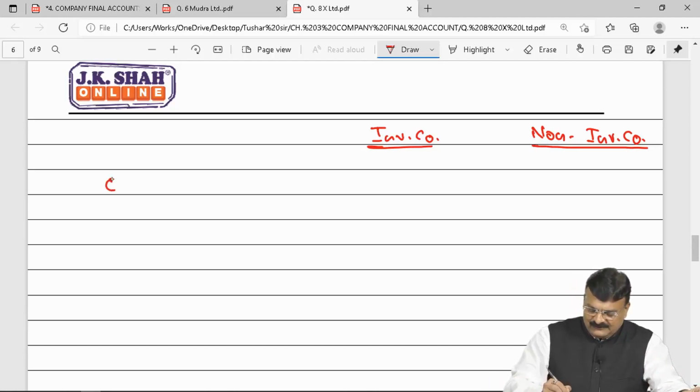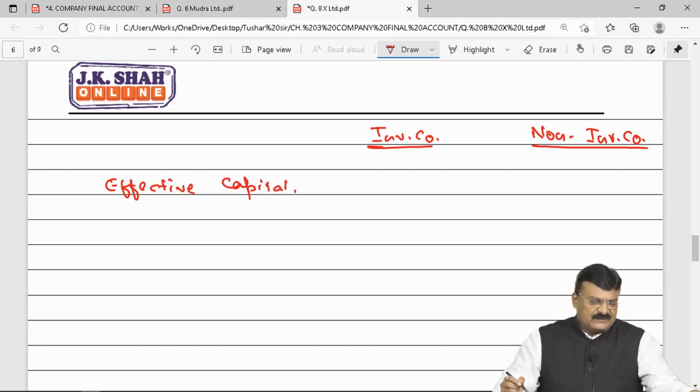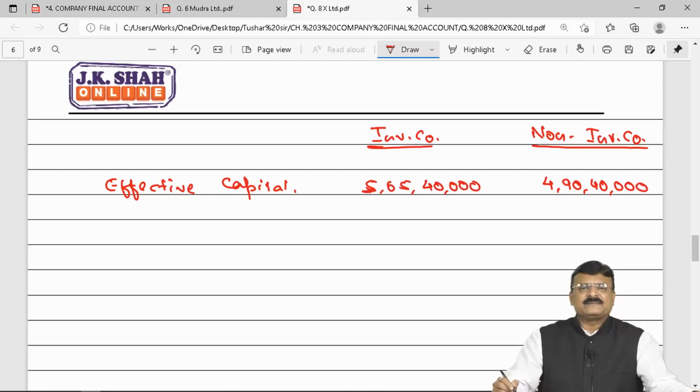When you make calculations, students, your effective capital amount will come to 4 crore 90 lakhs 40,000 for non-investment company, because the 75 lakhs investment should be deducted then. Here it will not be deducted. So we'll have a difference of 75 lakhs, 5 crore 65 lakhs 40,000.